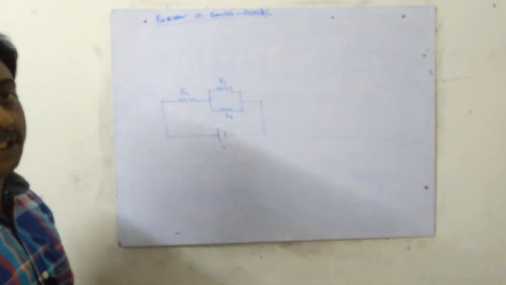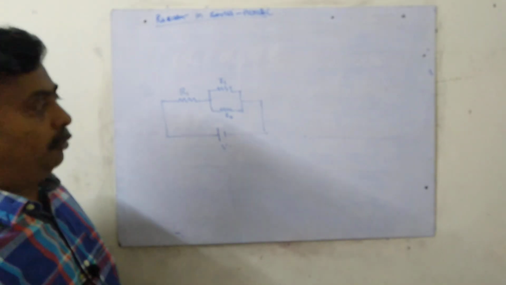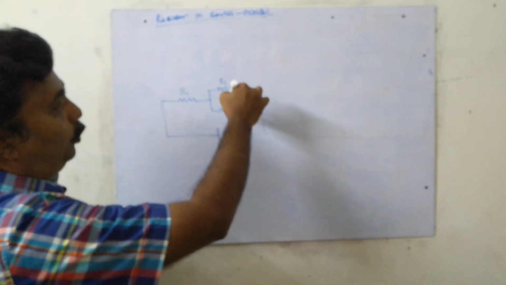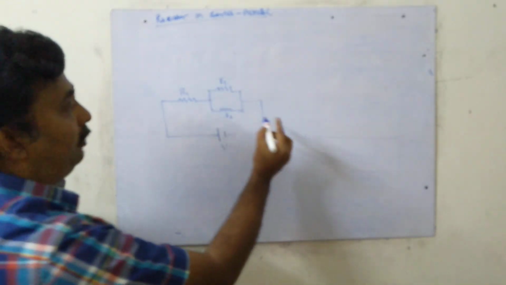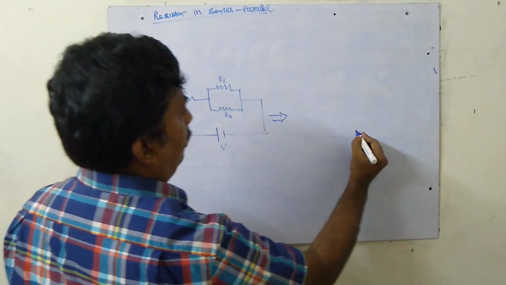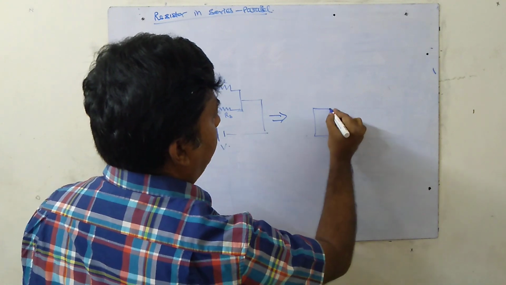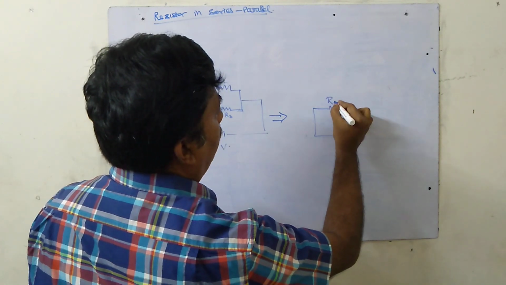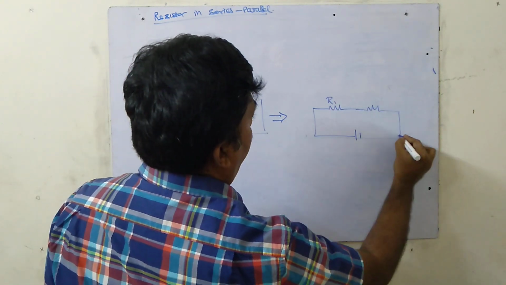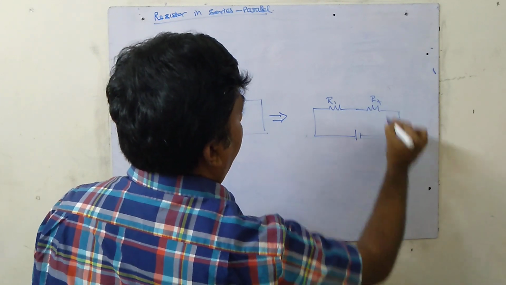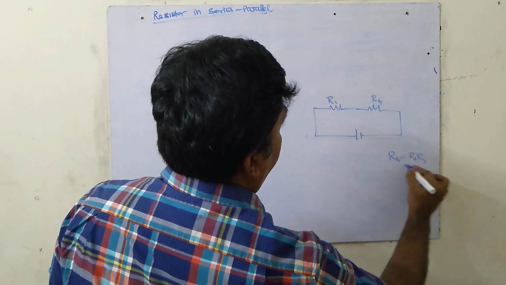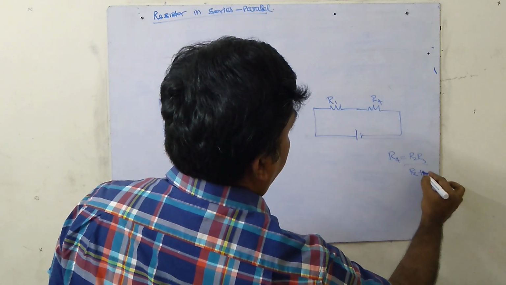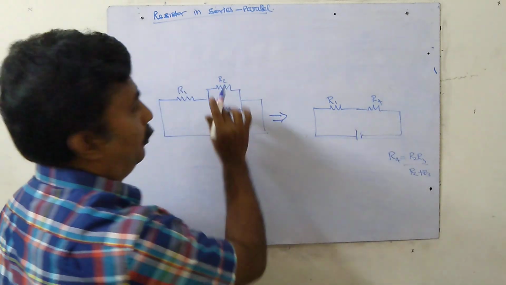Now how do we solve this type of problem? First we have to see that these two are connected in parallel, so we solve them first. This is called the network reduction technique. The parallel combination is equal to R4, and R4 equals R2 R3 divided by R2 plus R3, because both are connected in parallel.